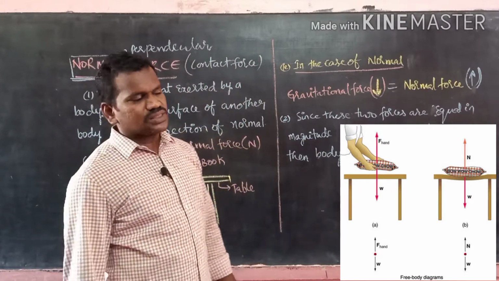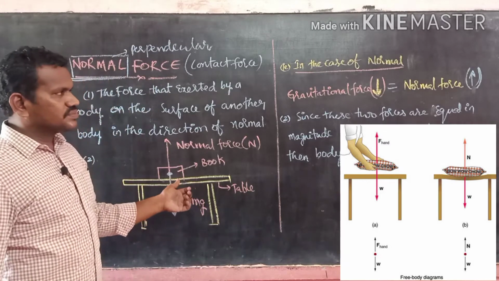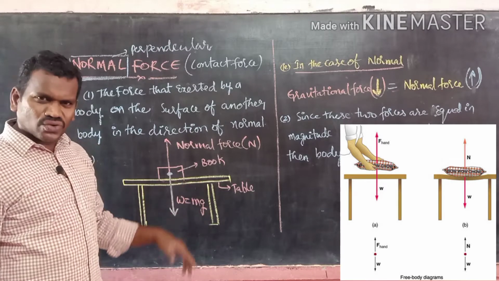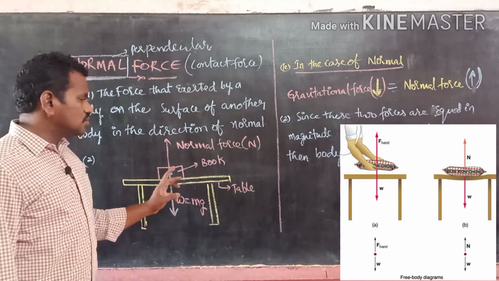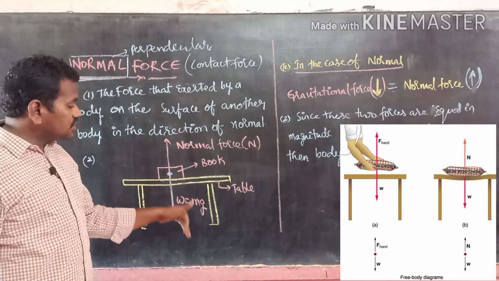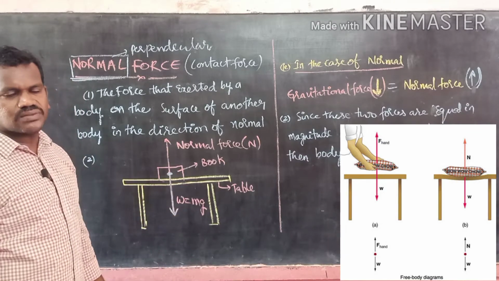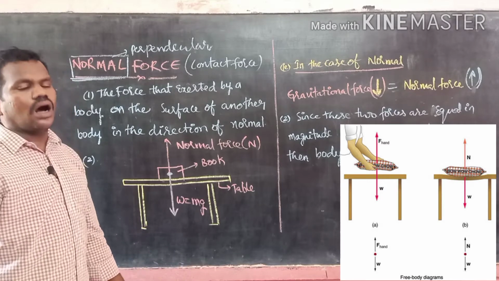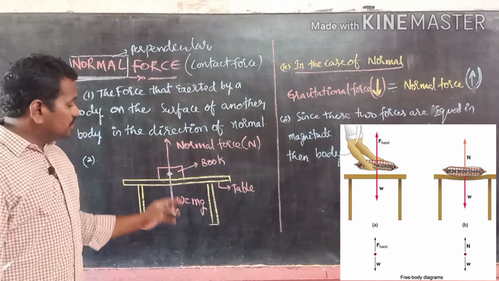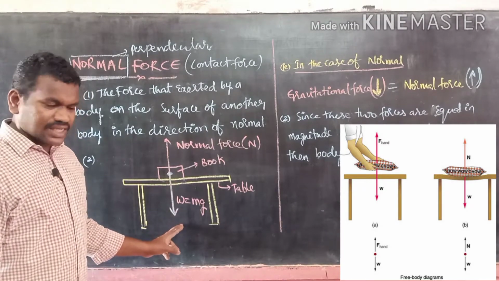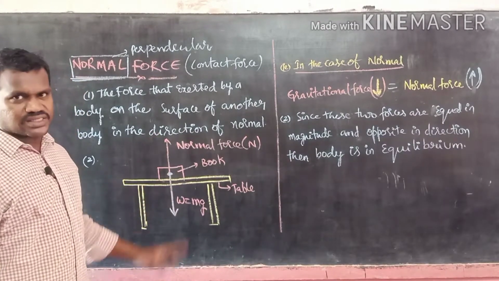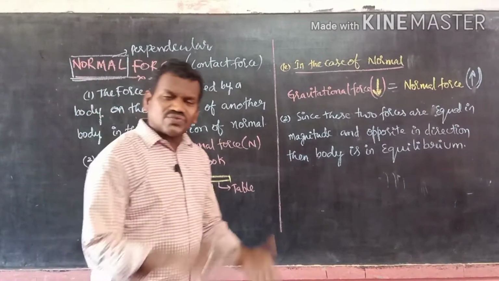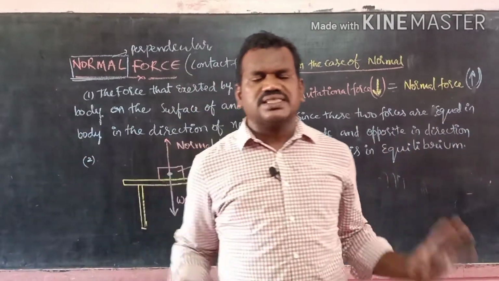For that purpose, what is the table doing? The table is supplying a certain amount of force to the book in the opposite direction of gravity. The force supplied by the table on the book, which is opposite to gravity, pulls the book in the upward direction. That force is called normal force. We can't see this force, but it exists.